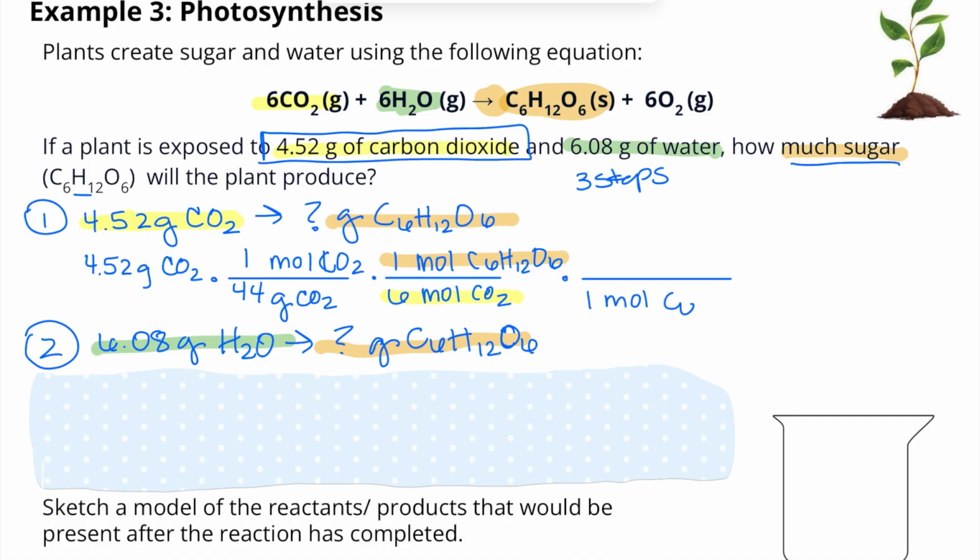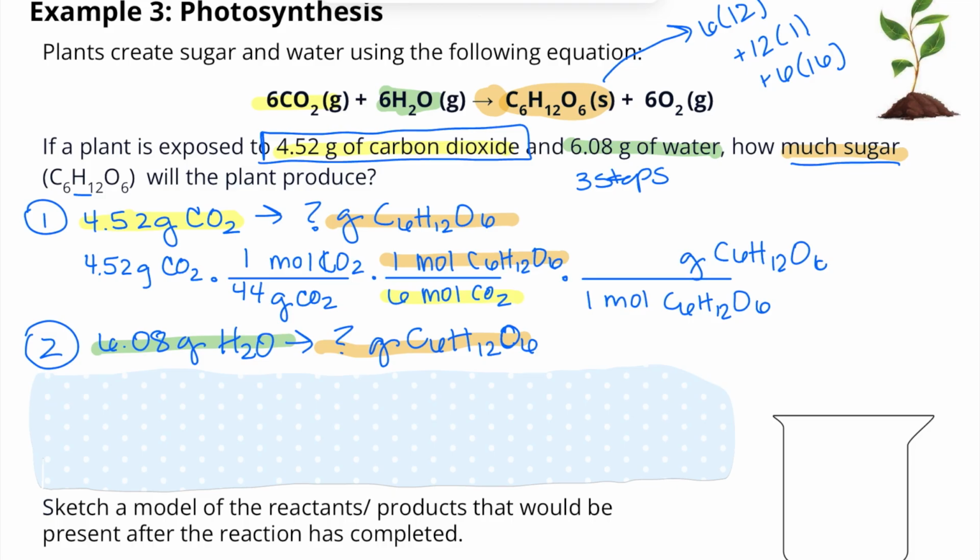Last step then is going to be to go from moles of our sugar, so 1 mole of C6H12O6, to grams. And so then we need to find that molar mass. So that's going to be 6 times 12 plus 12 times 1 plus 6 times 16 to get that molar mass. And I got 180.